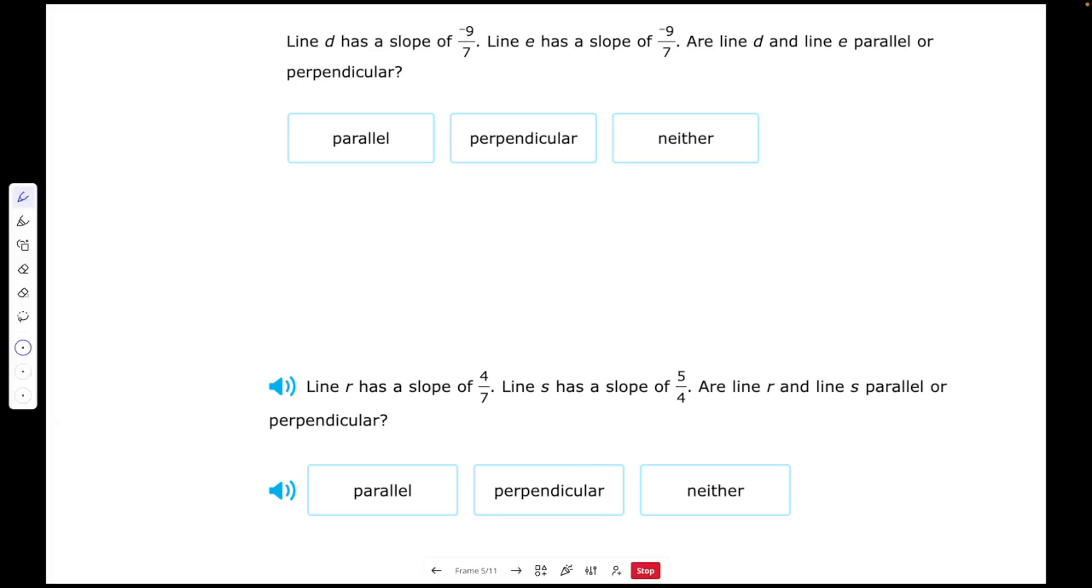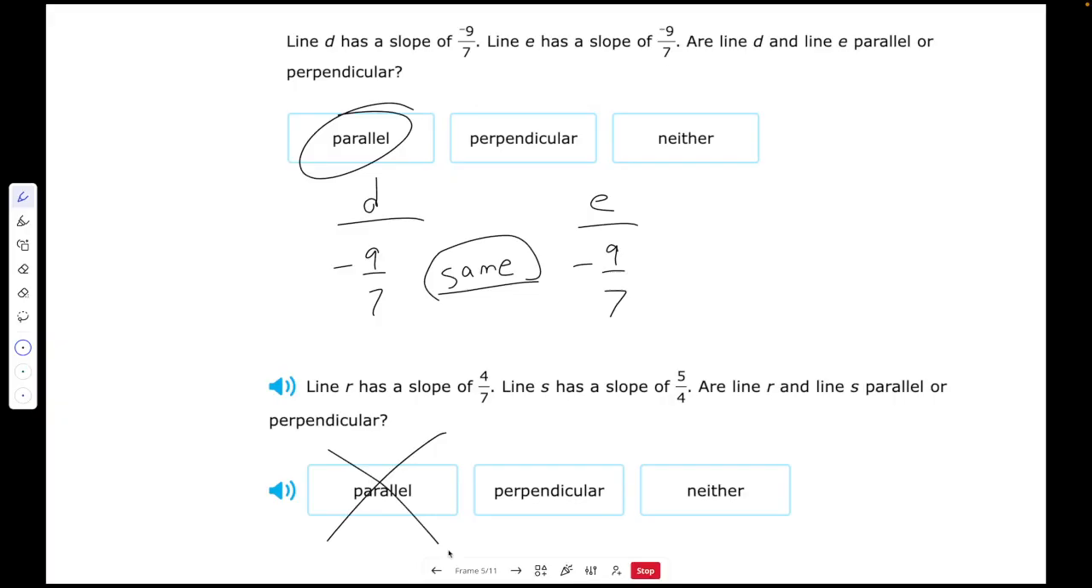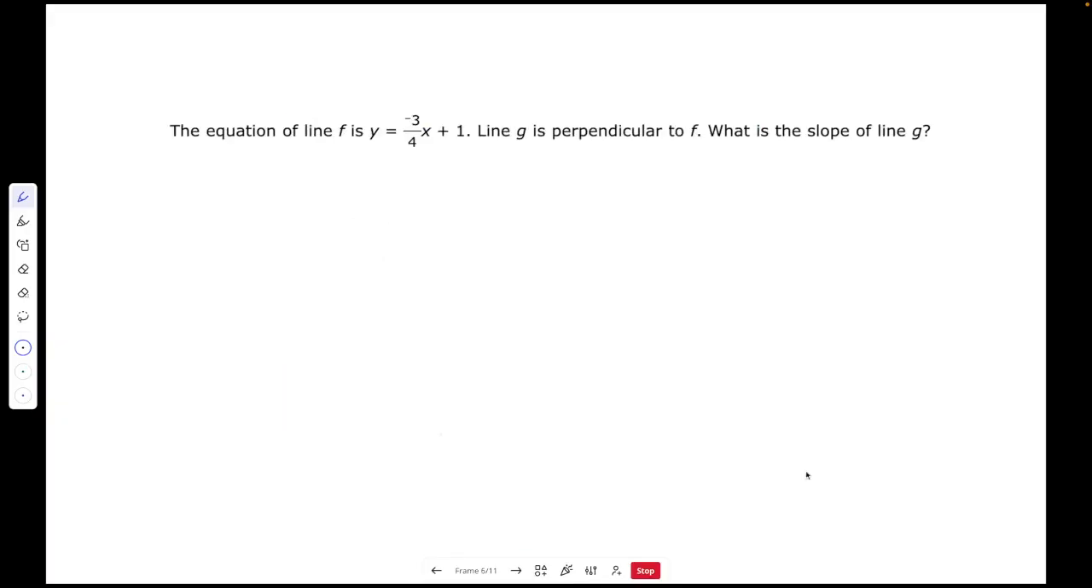Okay, now that you've had time to work these problems, let's check your solutions. For this first problem, we have two lines and they have the same slope, which means that they are parallel. For the second problem, they are not the same slope, so they're not parallel. They are not negative reciprocals, so they're not perpendicular. These are neither.